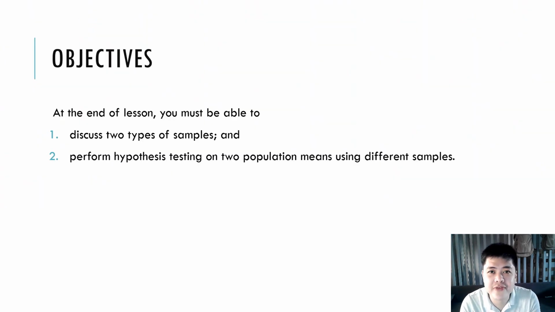At the end of the lesson, you are expected to, number one, distinguish the two types of samples. And we're going to perform hypothesis testing on two population means using different samples. Actually, for hypothesis testing on two populations, you can compare proportions, you can compare variances. But for this lecture, we just focus on population means.